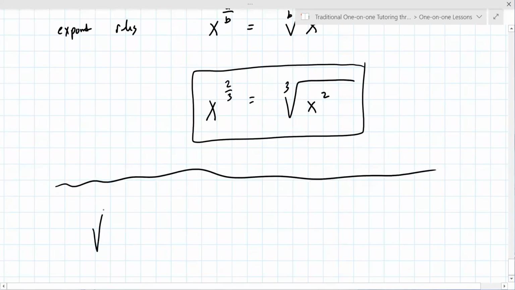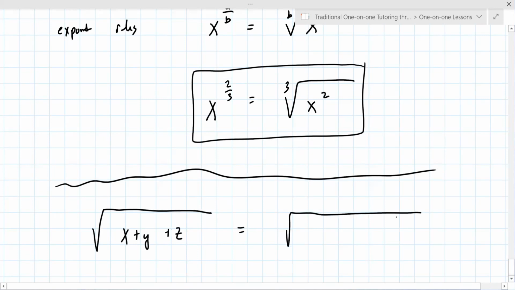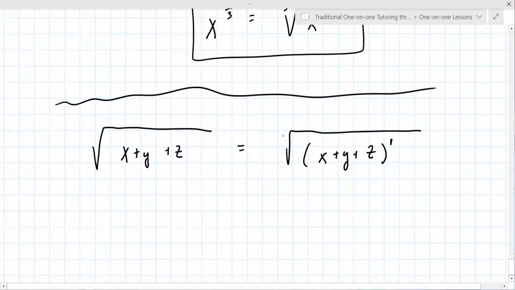The second thing is, if I tell you the square root of x plus y plus z, there are implied parentheses. So this is really x plus y plus z to the power of 1. And if there's nothing here, it's a 2. So this becomes x plus y plus z to the 1/2 power.